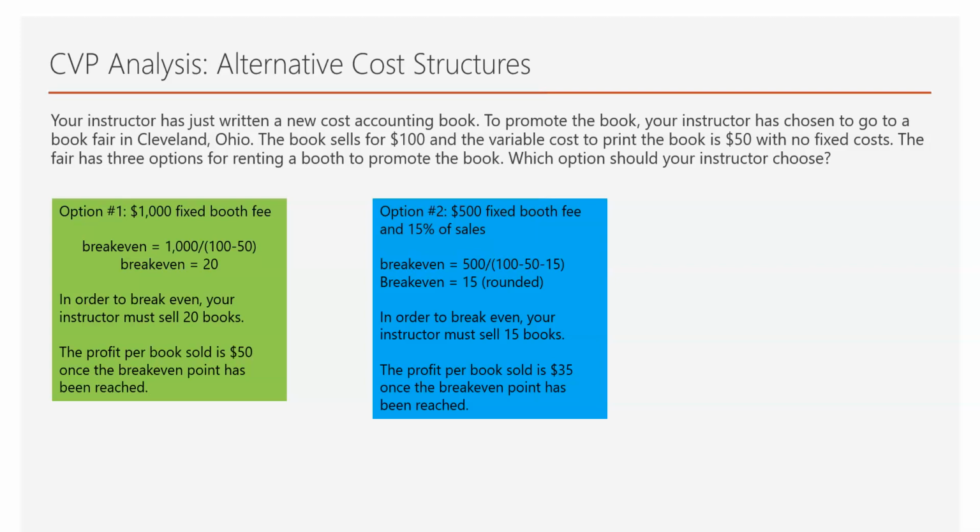So in order to break even, I must sell 15 books. At this point, the profit per book sold is $35 once the break-even point has been reached.